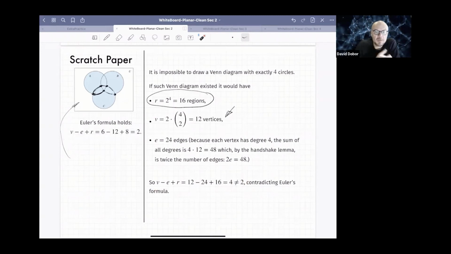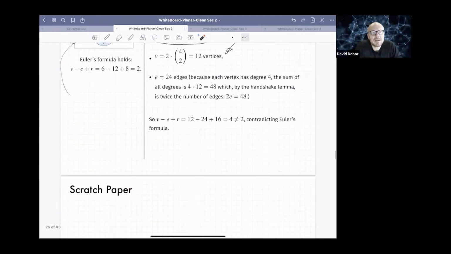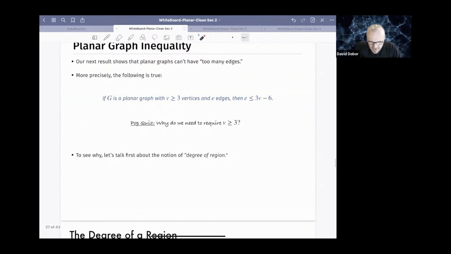I understand it's easy to miss some point somewhere, but if you return to the argument, do people feel like this is clear, even if you miss something? Okay, so let's leave that aside for a second. This is just an example, an application of Euler's formula. This is why you've never seen a valid Venn diagram with 4 circles. You may have seen somebody trying to draw something, but that's not a Venn diagram.